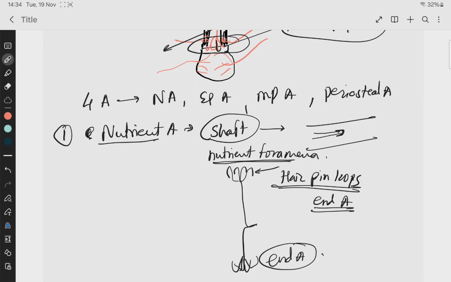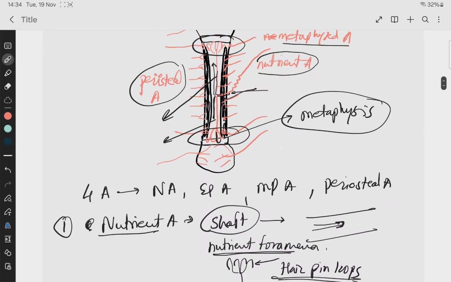Which area of the bone does it supply? Which area does the nutrient artery supply? It supplies the medullary cavity and the inner two-thirds of the cortex.